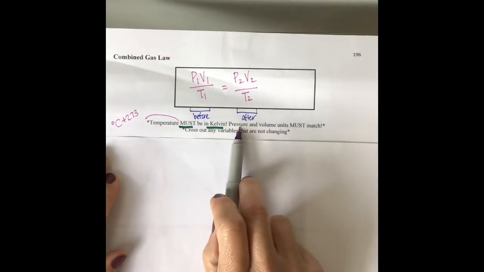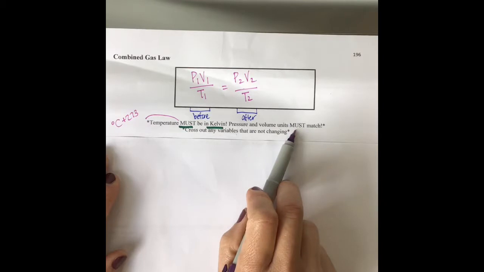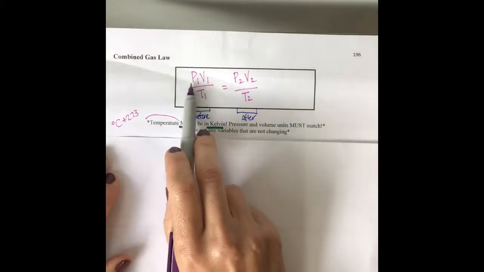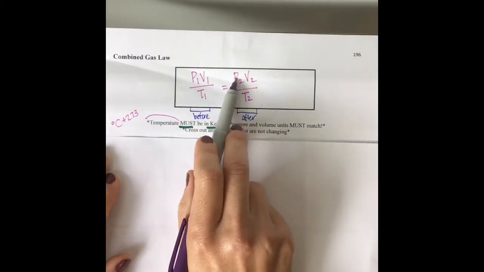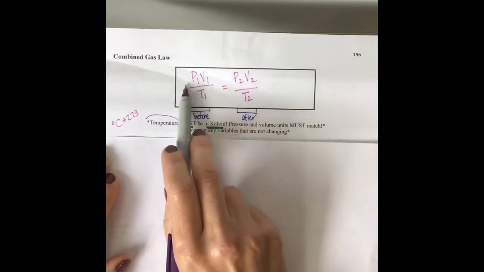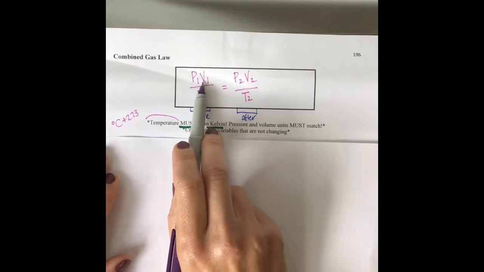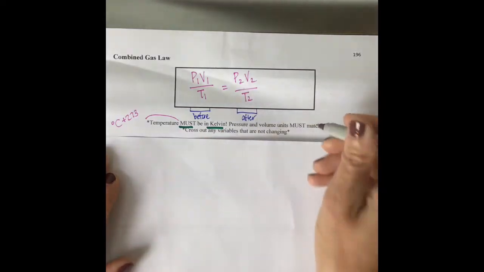The other thing you need to note is that when you're plugging in pressures and volumes, you need to use units that match. So what that means is if I'm using a pressure in atmospheres for my initial set of conditions, I need to be using atmospheres for my final set of conditions as well, because my units need to cancel. Same thing for volume. If you're using liters, then this should be in liters as well. They need to match.